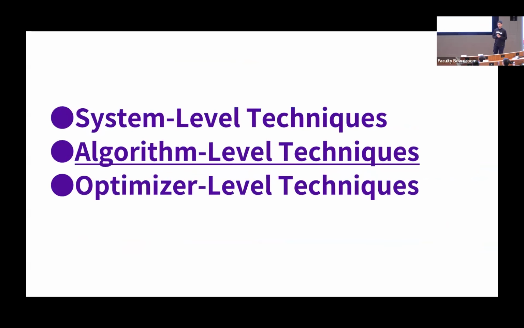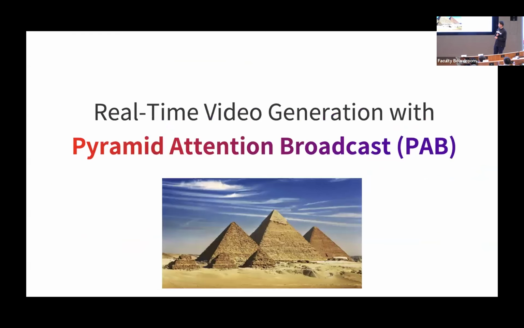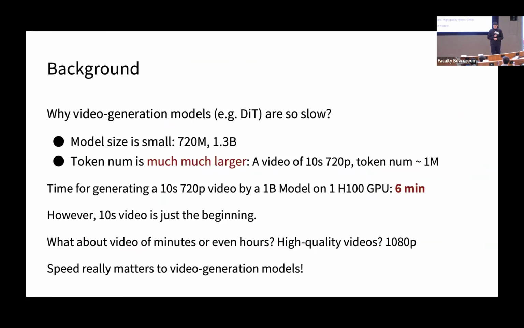So the second part I want to share is algorithm techniques. I want to introduce a method. The name is pyramid attention broadcast, PAB. So for today, we know the video generation models are very expensive. Not just training the model. If you are just deploying the model for the inference, the cost is also very high.